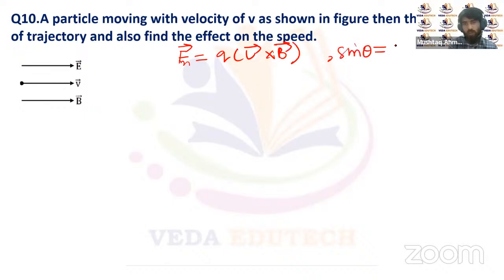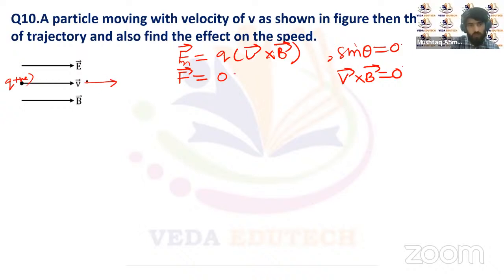0, so sin theta here will be 0, or we can say v cross B will be equal to 0. So it means that on this particle there will be no magnetic force. The only force on this particle will be the electrostatic force because of the presence of the electric field. If we assume this is a positively charged particle, then the direction of the electric force will be along the direction of the electric field, which is parallel to the velocity vector. That will be equal to qE.